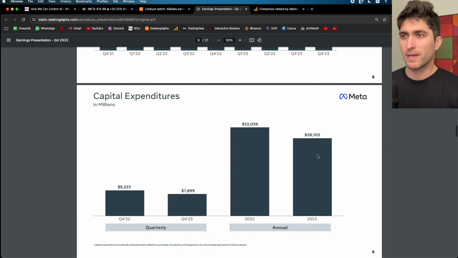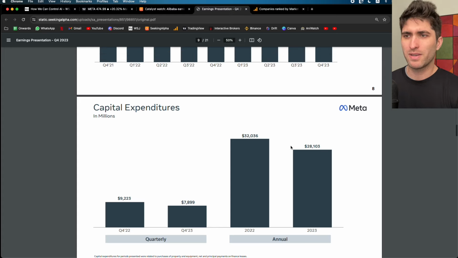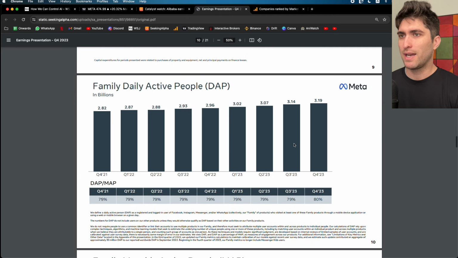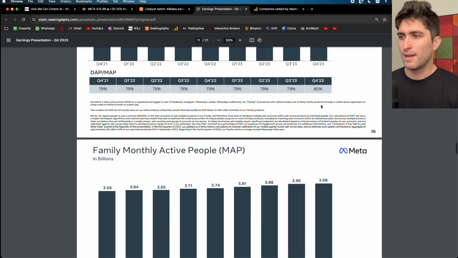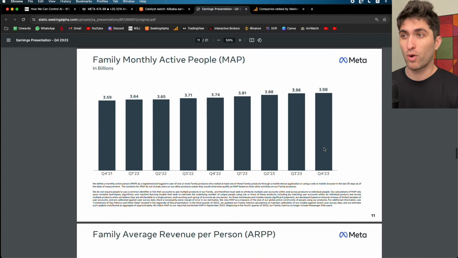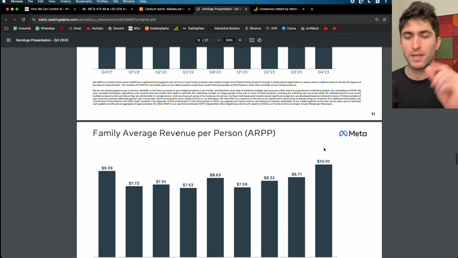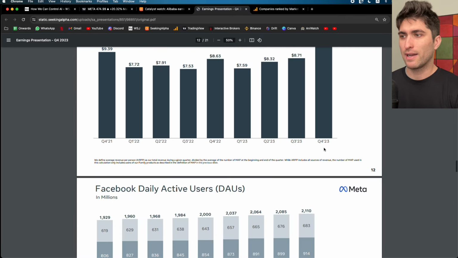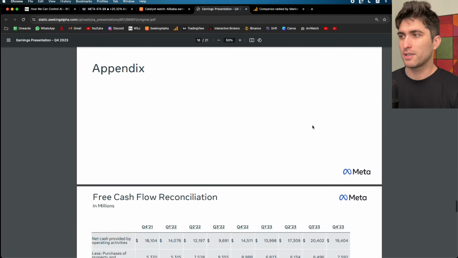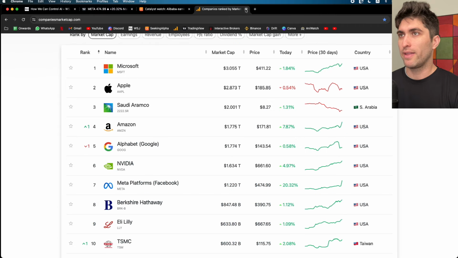And CapEx is coming down. But they said in the earnings call that it's going to maintain at these levels for the next several years. Daily active people, so 3.2, but I've been saying 3.6, but above 3, right? So monthly active people, almost 4 billion over their family of apps. So that is huge. And Facebook alone, over 2 billion. So pretty neat stuff there for Meta.